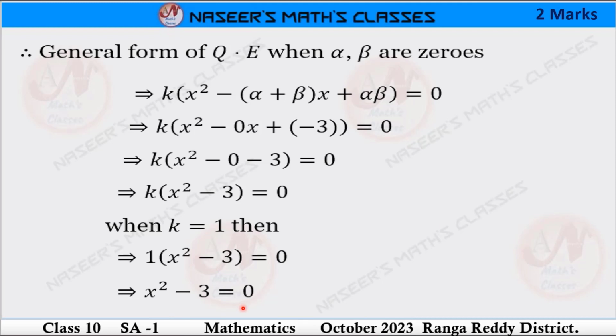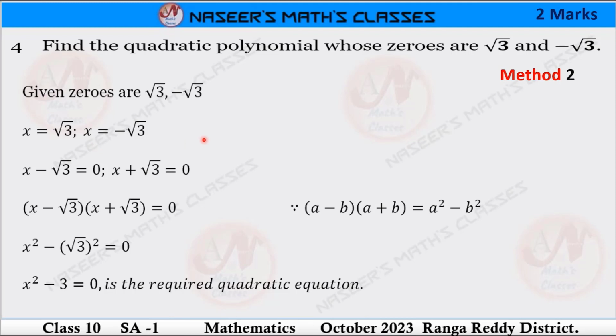Given zeros are root 3 and minus root 3. Next, this can be solved by using another method. That is, given zeros are root 3 comma minus root 3, then we can take it as x is equal to root 3 and x is equal to minus root 3. Now we write x minus root 3 is equal to 0 and x plus root 3 is equal to 0. Now we combine these two equations as a single one, as x minus root 3 into x plus root 3 is equal to 0. This equation is in the form of a minus b into a plus b is equal to a square minus b square.